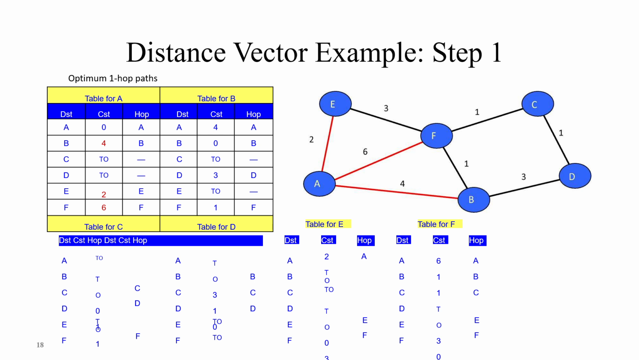So the distance for each node has been calculated. The cost of each node has to be calculated, and that has to be updated in the table. Similarly, the hop also has to be updated in the table.